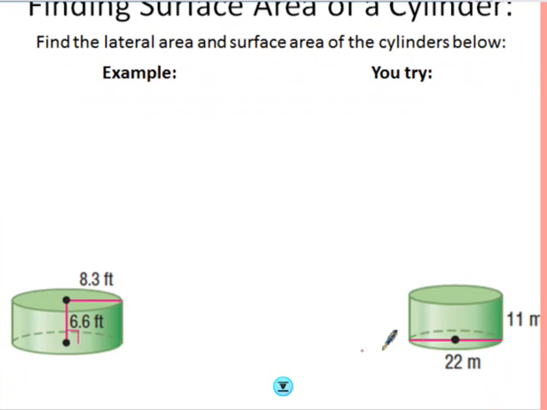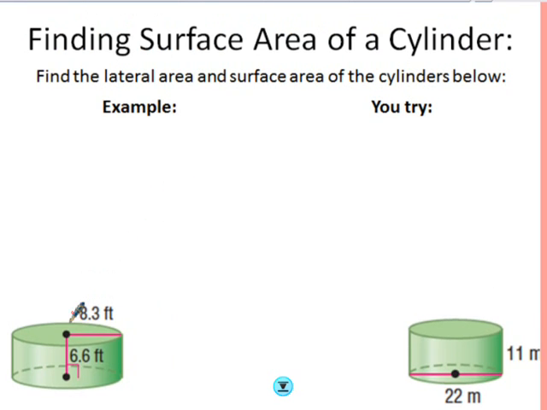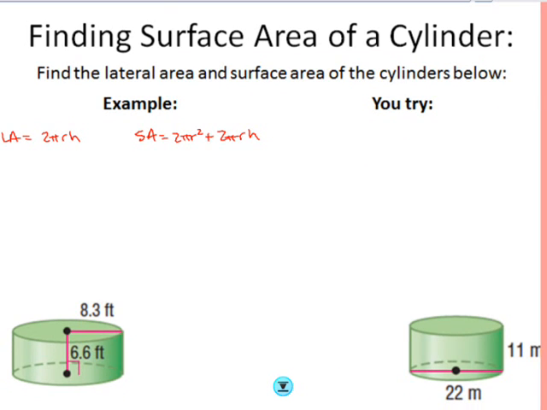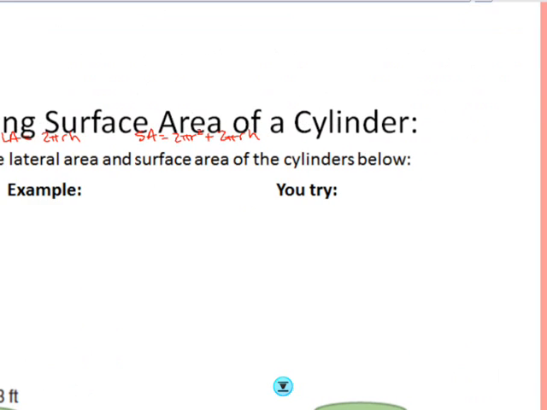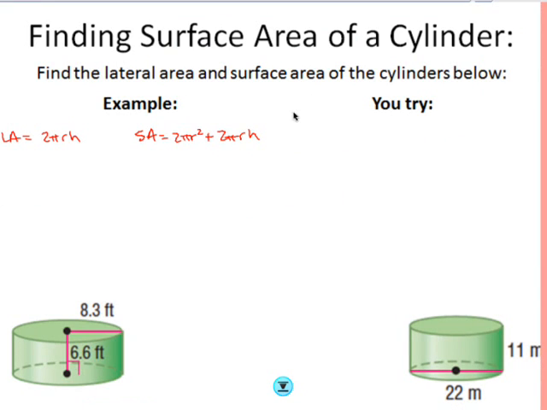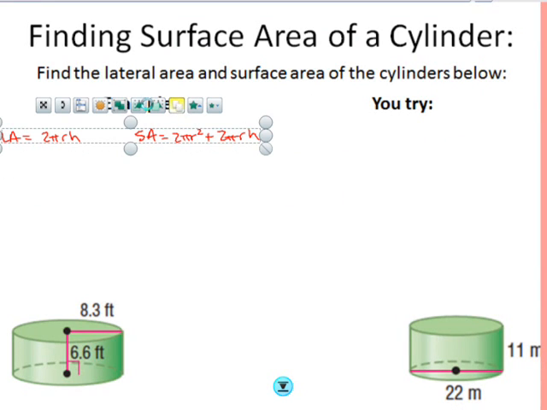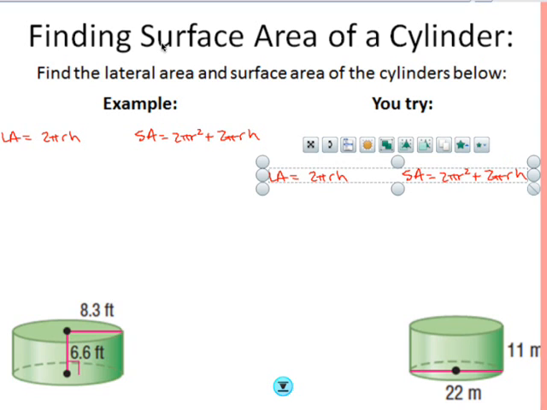We have right here. So this formula again, so lateral area, let's do that one first. 2 pi r h, and then we'll do surface area over here. That is 2 pi r squared plus 2 pi r h. So that's 2 times the area of the bases. Let's take it easy. Let's go ahead and duplicate that. We can use it twice. Alright, so let's see.